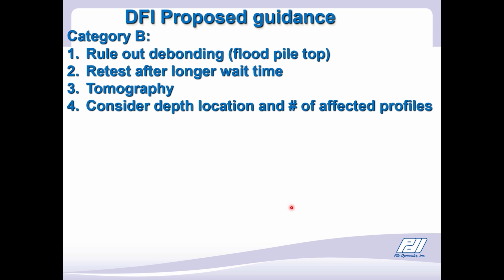So what do we do if we have a Category B? These are the questionable ones. Well, first of all, we want to rule out any possibility of debonding, and I'll talk about debonding in just a minute. We can retest after a longer wait period. I already showed you an example of that. We can do a tomography analysis, which is a computer simulation of looking through the curve and trying to estimate how big the problem might be. And we should always consider the depth and location and the number of affected profiles.